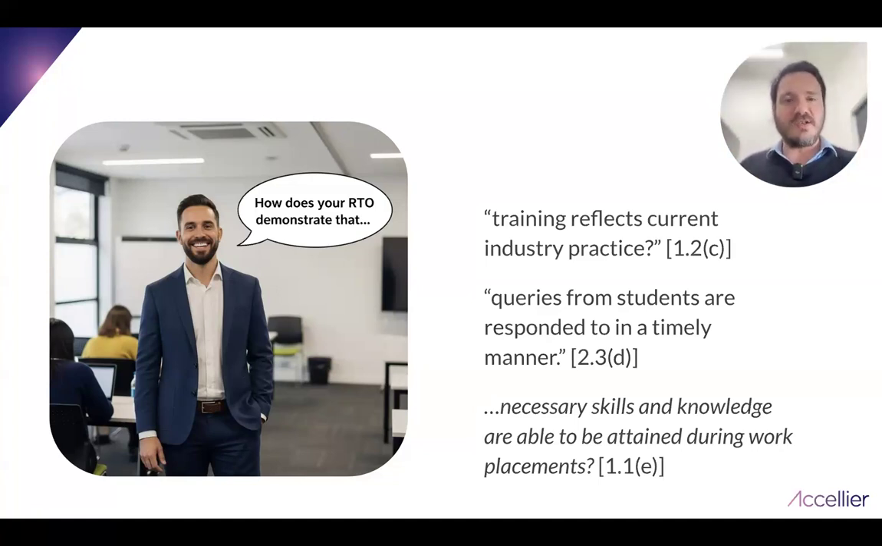And then you can just use the wording from those performance indicators. How does your RTO demonstrate that training reflects current industry practice? You can actually ask yourself that question and try to answer it. And if you can list off a few things, then that's the sort of thing you might put forward if you're under regulatory scrutiny. How does your RTO demonstrate that queries from students are responded to in a timely manner? How does your RTO demonstrate that necessary skills and knowledge are able to be attained during work placements? So you can use that wording and break it down and create yourself almost like a little questionnaire to answer.